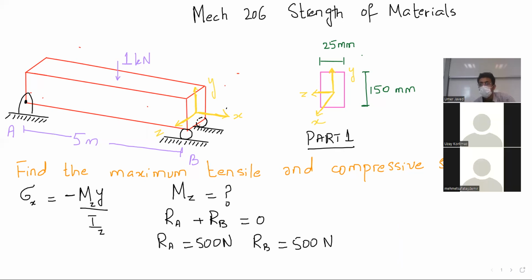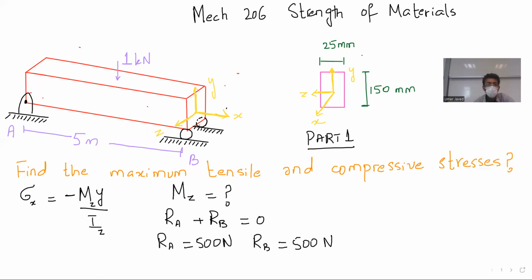In RA plus RB equals 0, instead of saying 0, we need to set 1 kilonewton. Okay, I made a mistake. Thank you. You are right. Critical mistake. Thank you.